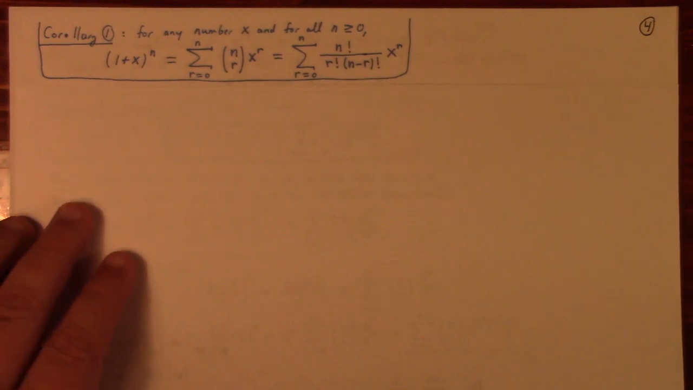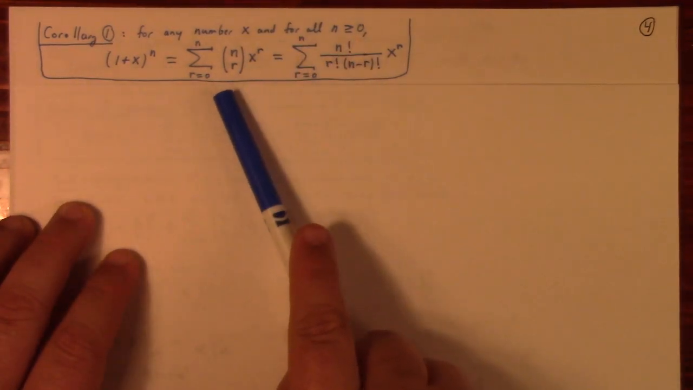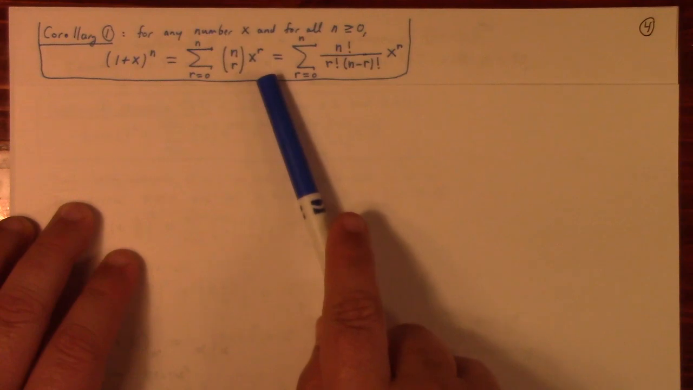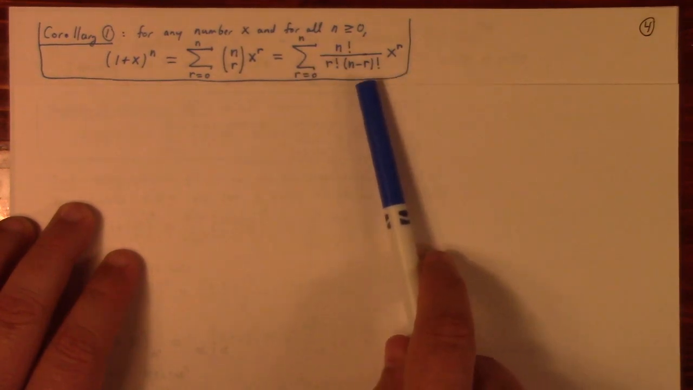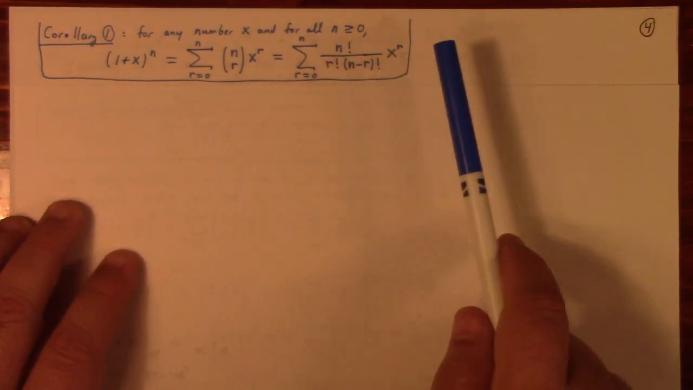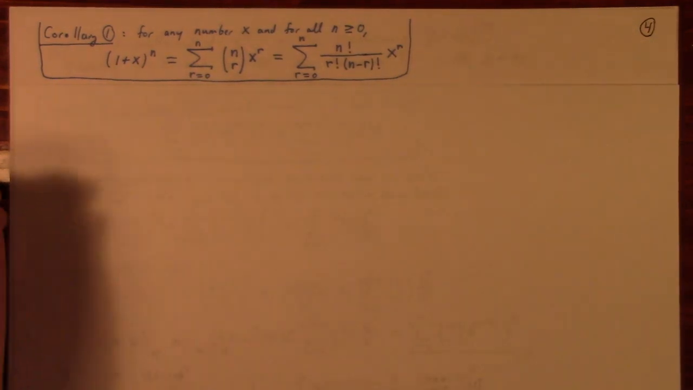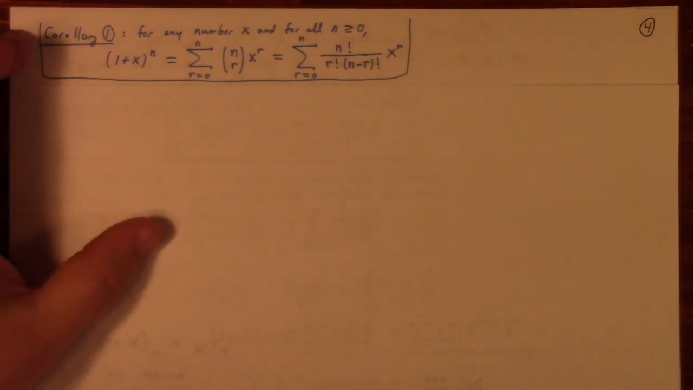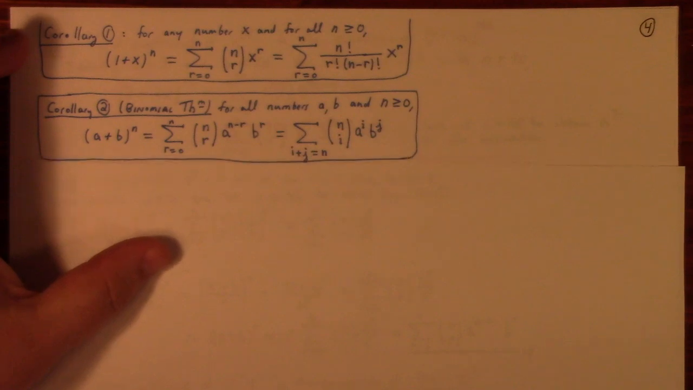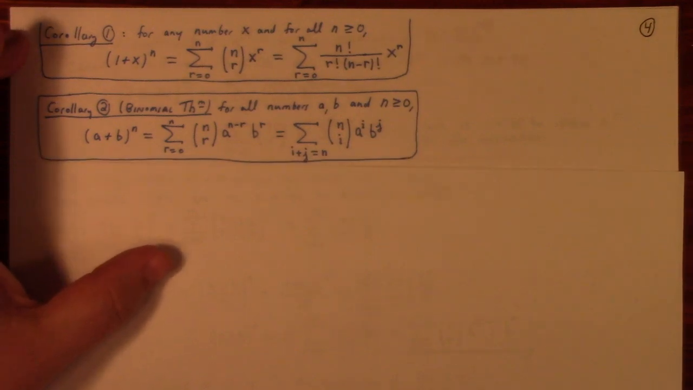1 plus x to the n is exactly the sum r equals 0 to n of n choose r times x to the r, which we could rewrite in terms of that lovely formula. That is just literally collecting what we just did, so there's really nothing to prove there. And also corollary 2, which is actually the binomial theorem, for which this lecture is titled.